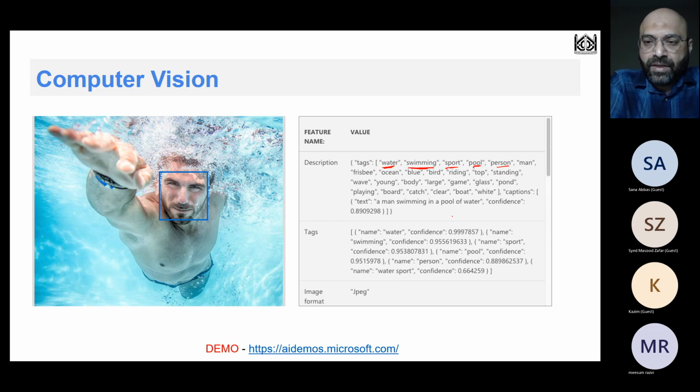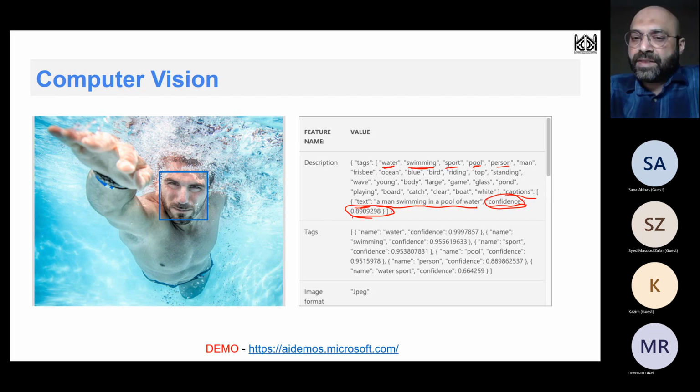A lot of data was given to it, and so it came up with a caption, which is a text caption. The caption is a man swimming in a pool of water. So it has picked up man, swimming, pool, and water, and it is telling us the confidence level. So confidence is 0.89. So the computer is showing that it is 89%.